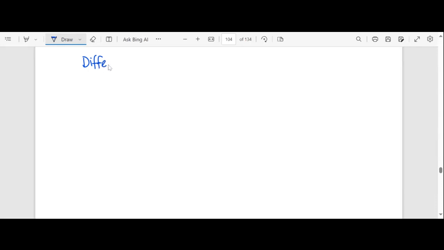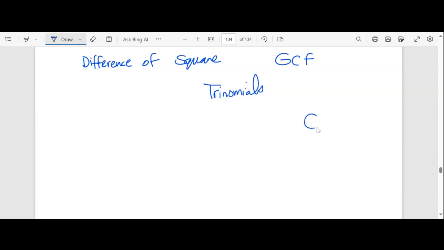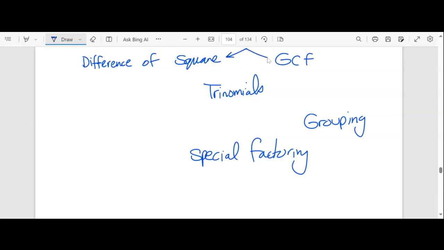Difference of squares. And we have GCF and we have factor trinomials and we have grouping as well. Okay, and we have special factoring. There are different types. Okay, it's not only one type, there are many types. So you have greatest common factor, factor trinomials, factor by grouping, factor special factoring. Okay, all these different types.